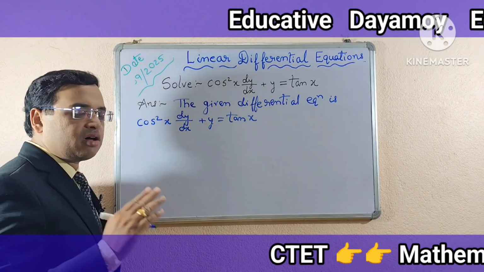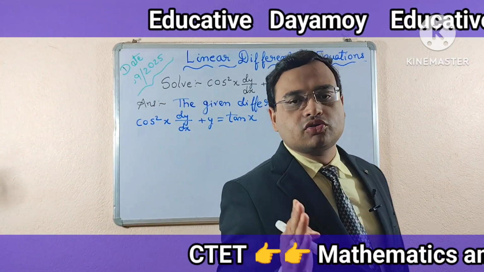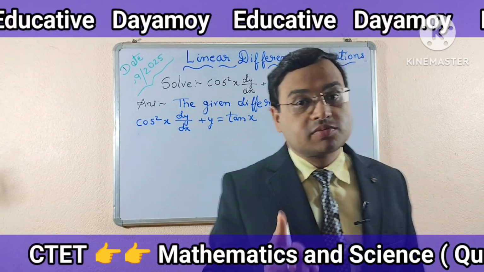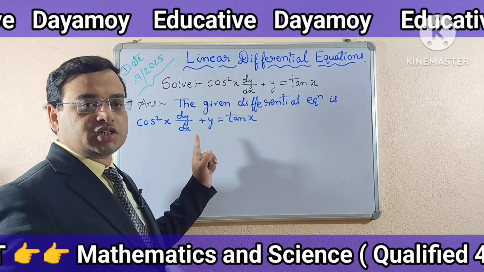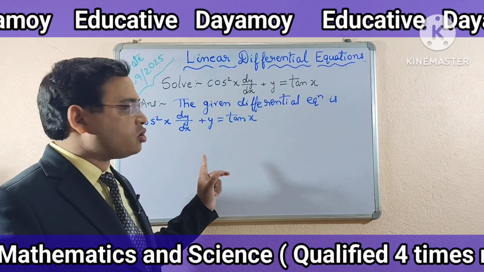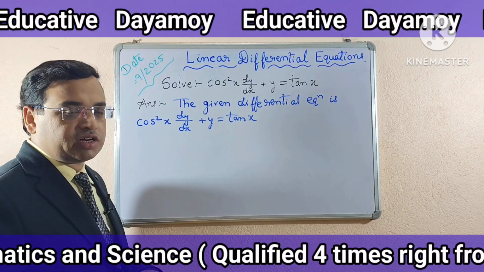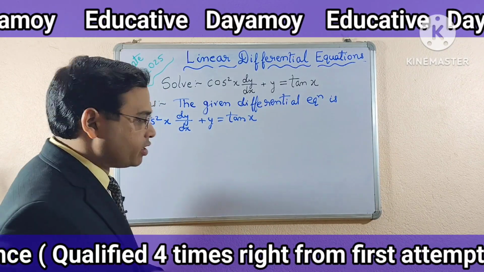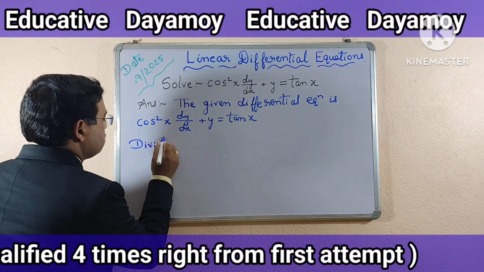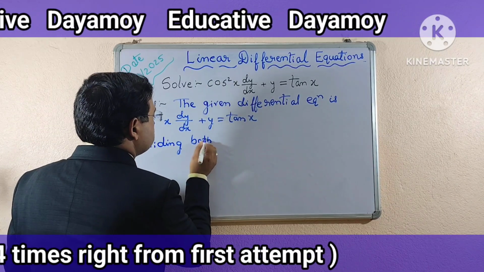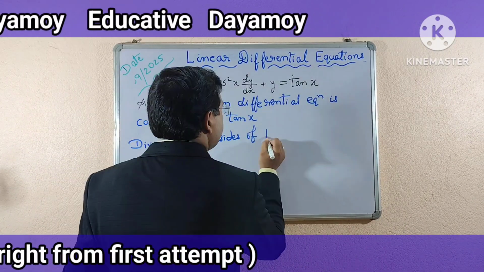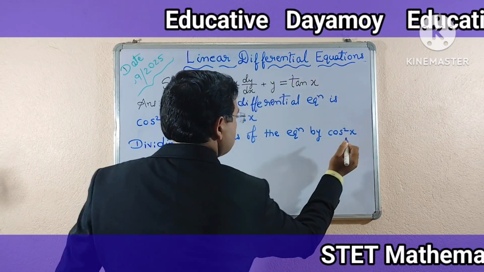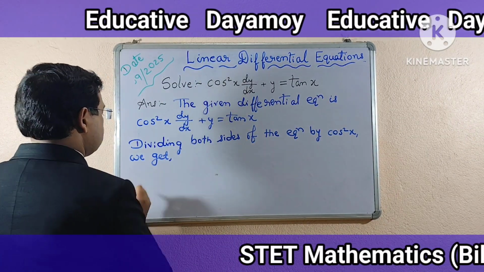Why will I divide both sides of the equation by cos square x? Because I have to bring it in the form of dy by dx plus py equals q. A similar question like this I have taught in the previous video. This is another question and it is a very important question. Here you have to divide both sides of the equation by cos square x. Okay, dividing both sides of the equation by cos square x, we get.